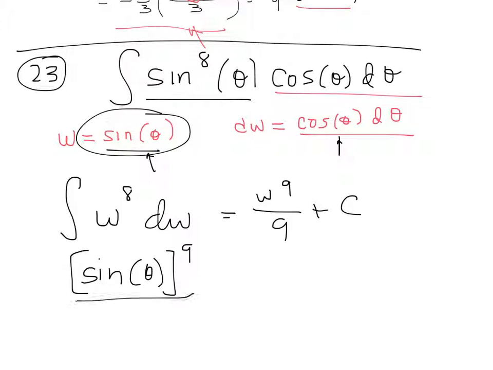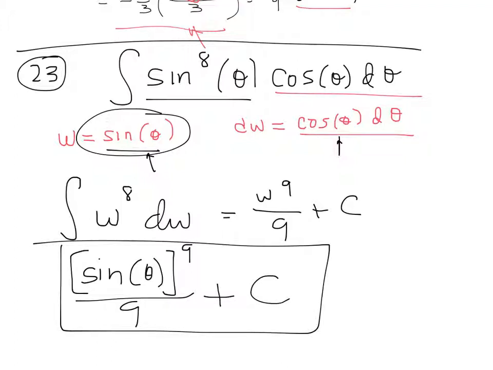Over 9 plus c. What do you do with the 8 on the sine to the 8? I substituted w for sine, so that becomes w to the 8th. Then I do my antiderivative, and then I just plug the sine back in. So as you can see, it's a lot easier to do it that way. The substitution ones may take you a little longer.